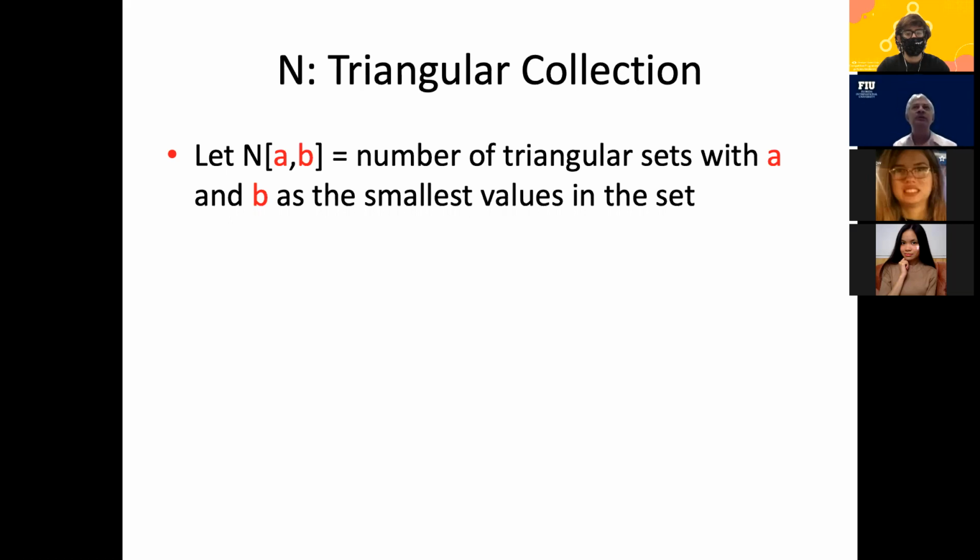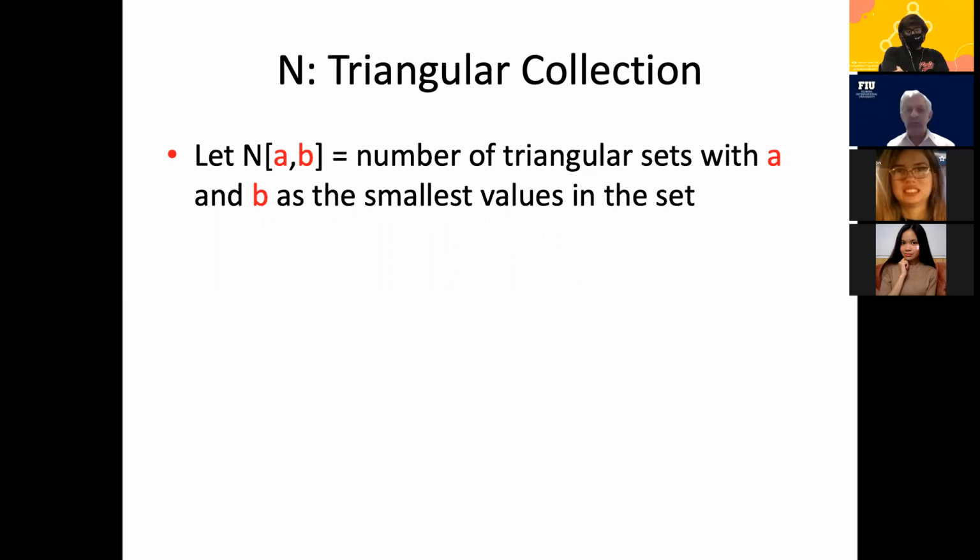So here's a way around it. And I know, Lazaro, you've tried some things. So let me give you some ideas for how you might want to approach this. I'm going to define the following: n of AB to be the number of triangular sets where A and B are the smallest values in the set.